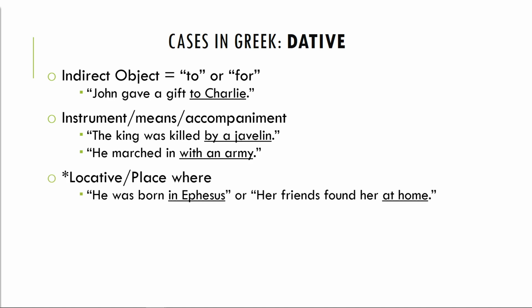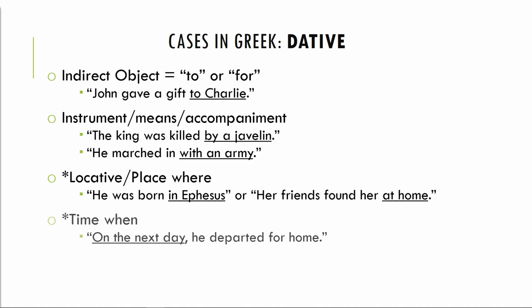Dative is the case for things that are stationary. So he was born in Ephesus. Her friends found her at home. Place where, and likewise time when. On the next day he departed for home. So locative or place where, time when are the two very, very common ones. Frankly, all four of these are very common.